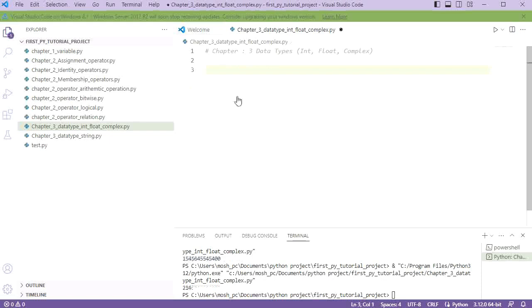Now see one thing here, integers can be binary, octal, and hexadecimal values. You may remember, when we discussed the bitwise operator, we discussed this there.